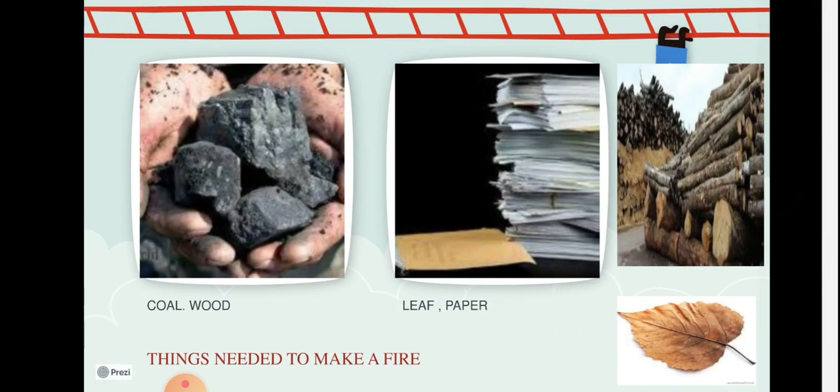Basically, the things that are needed to make a fire are coal, wood, leaves, and paper. These are common fuels which can be found anywhere. As we all know, oxygen comes from air, and while burning, paper bursts into flame, and this is where fire comes from.